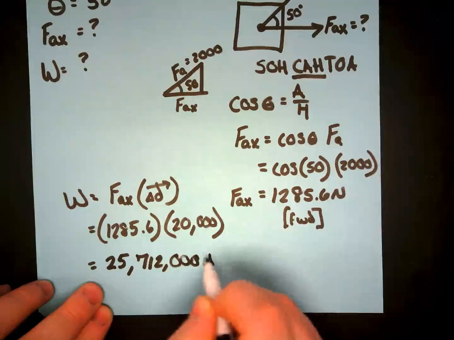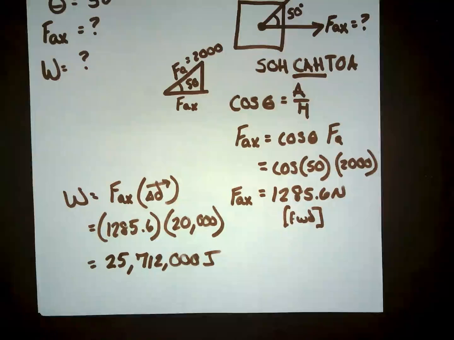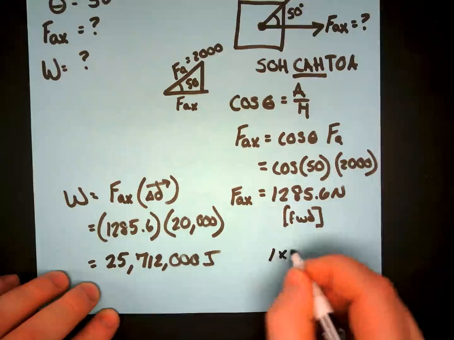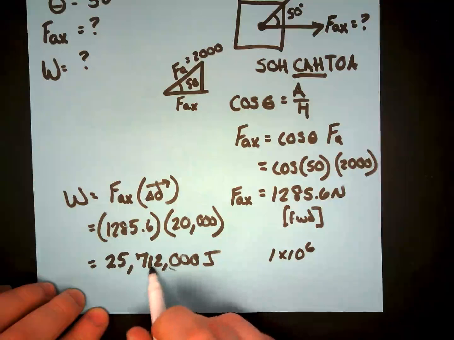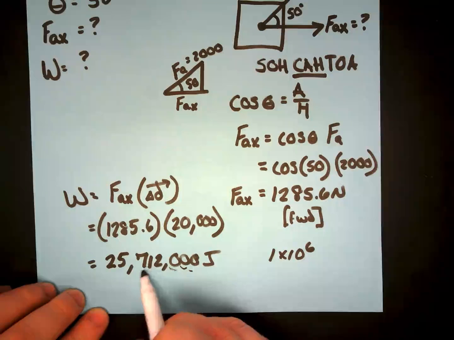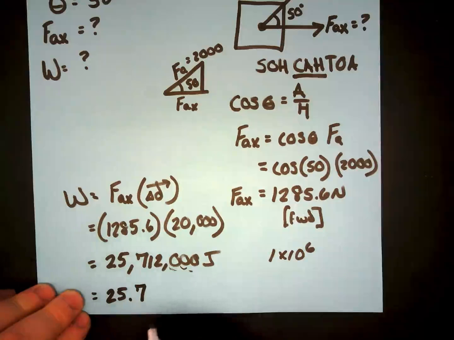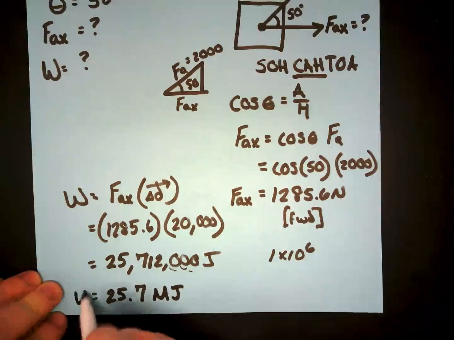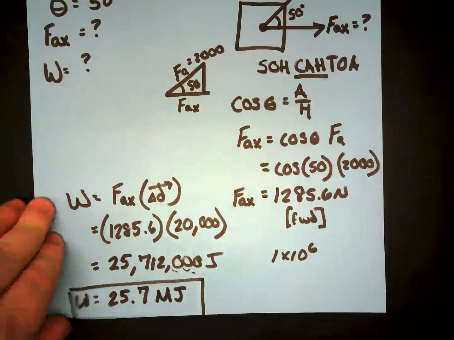25,712,000 joules. Now, because we have to represent this in megajoules, as it says here, 1 megajoule is equal to 1 million joules. Or you can just, it's basically 1 times 10 to the 6th. So we're just going to go here 1, 2, 3, 4, 1, 2, 3, 4, 5, 6. So our final answer, we should just have it as basically 25.7 megajoules, and it's a capital M there. Okay. And then we have our answer for check your understanding number 2.